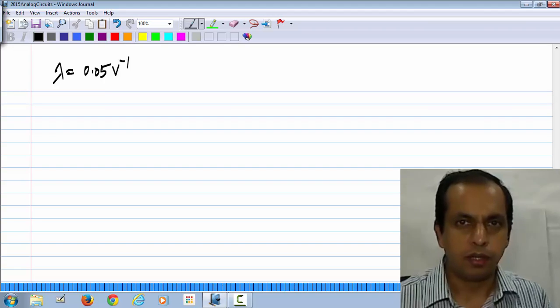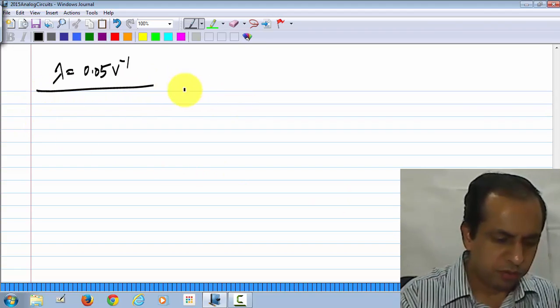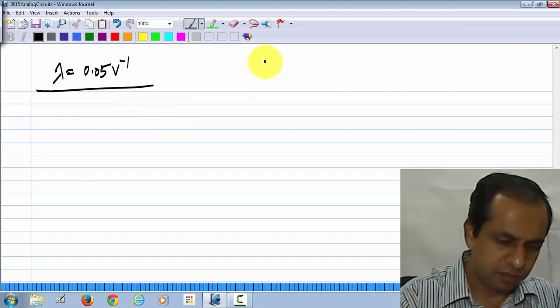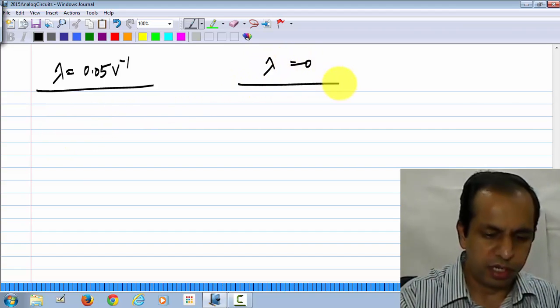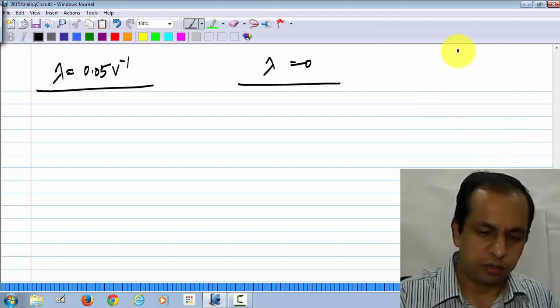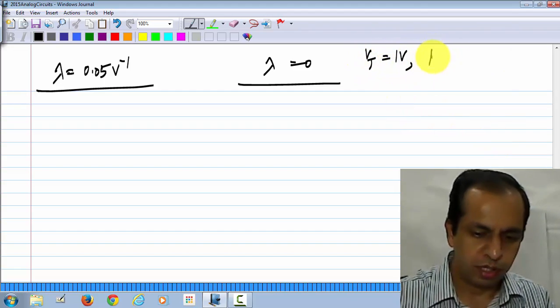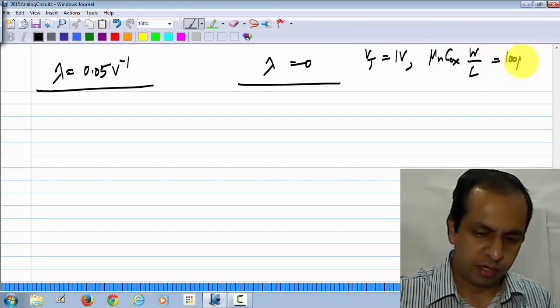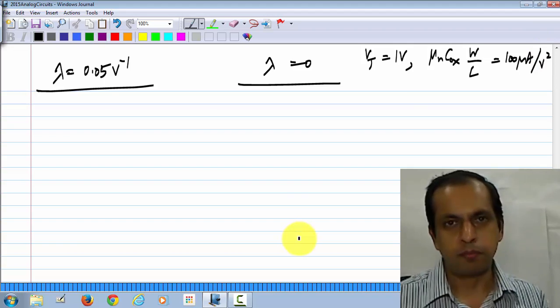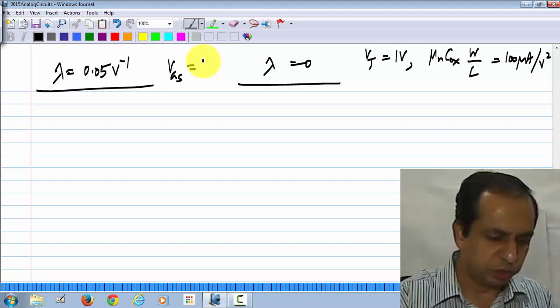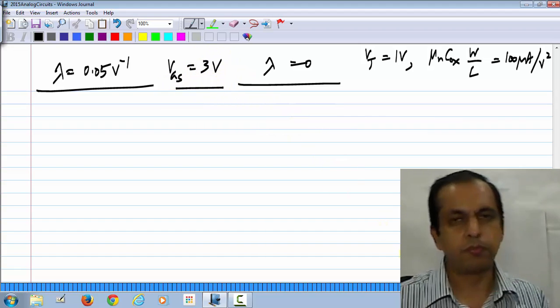And just to get a feel for the numbers, let me assume that lambda is 0.05 inverse volts. Okay. Now, let me first assume that lambda equal to 0 and calculate everything, and I will use the same transistor as I have always been using, with a threshold voltage of 1 volt and a current factor of 100 microampere per volt square, and I will use an operating point VGS to be 3 volts.